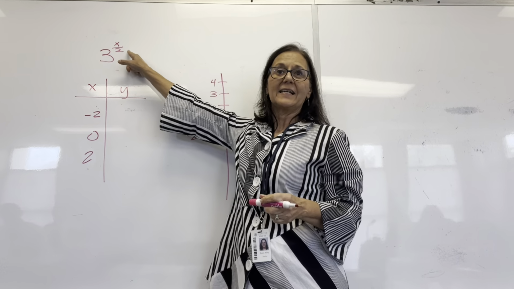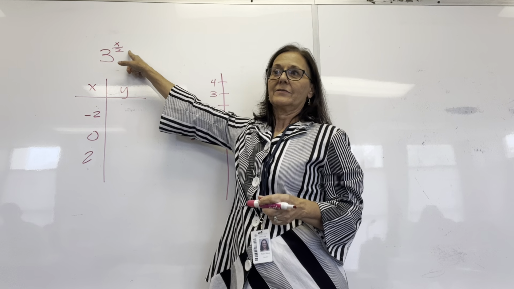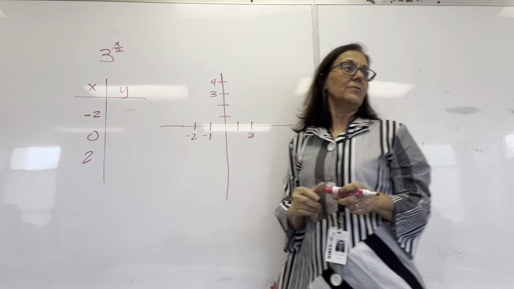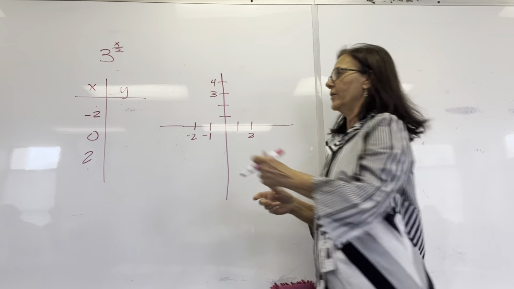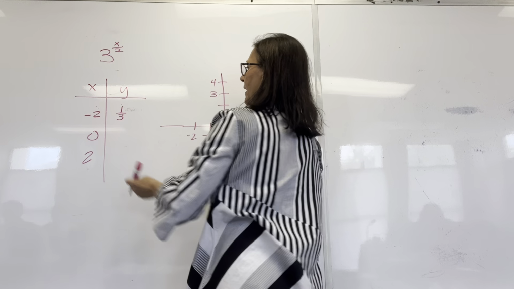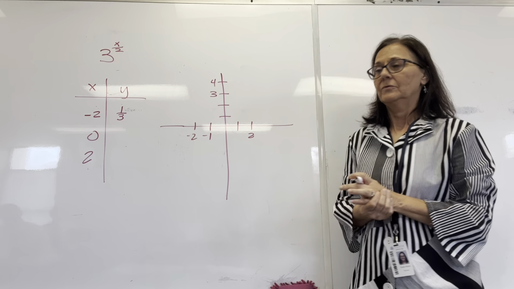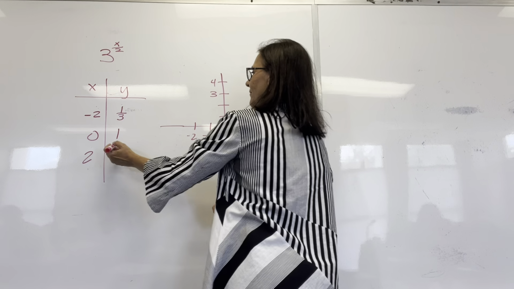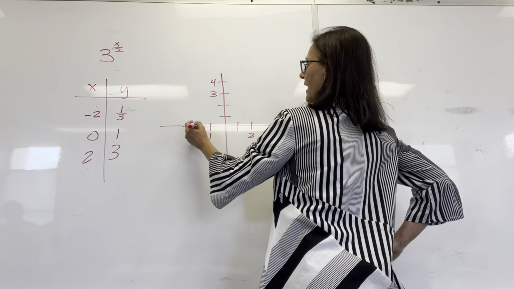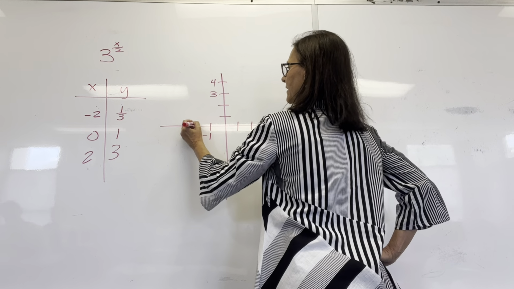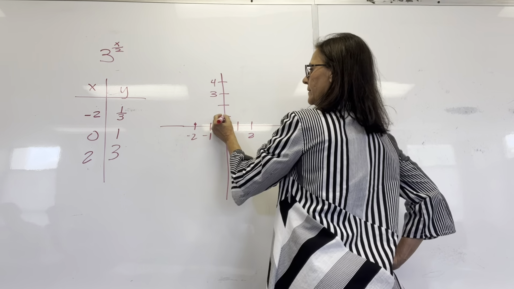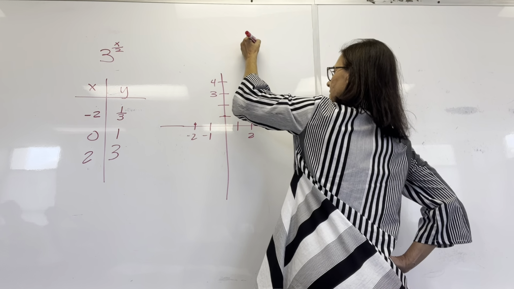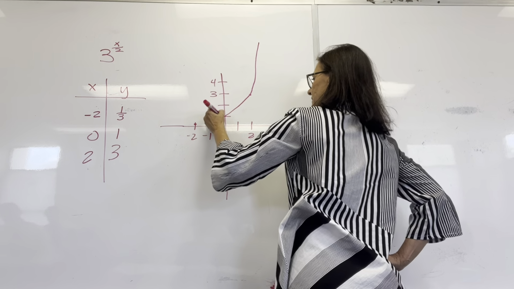Why would I choose negative 2 and 2 for my x values? Because the exponent is x divided by 2. I want nice numbers. All right, so when x is negative 2, what's y? 1/3. When x is 0, 1. When x is 2, 3. Yeah. So negative 2, 1/3, way down here. 0, 1, 2, 3. All right, so this one looks like this.